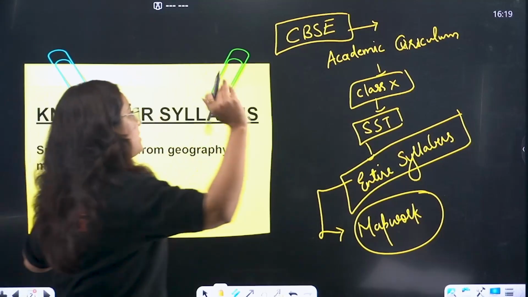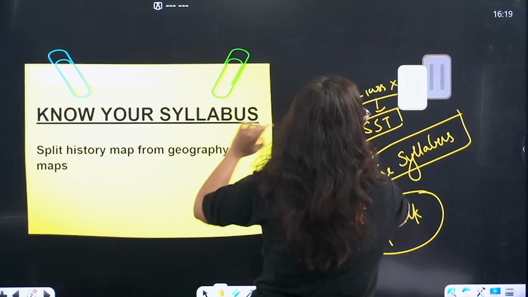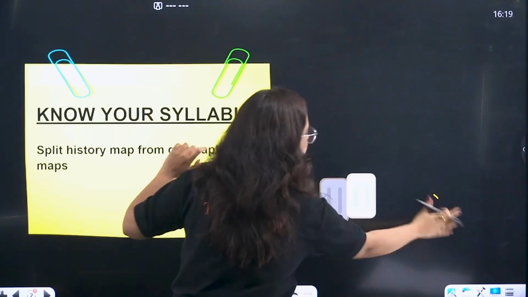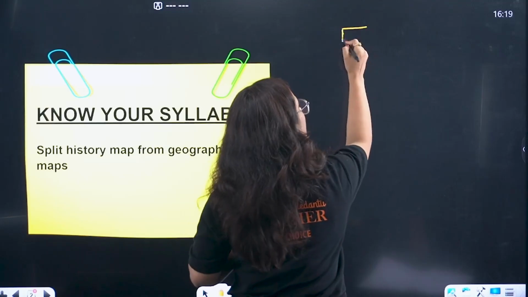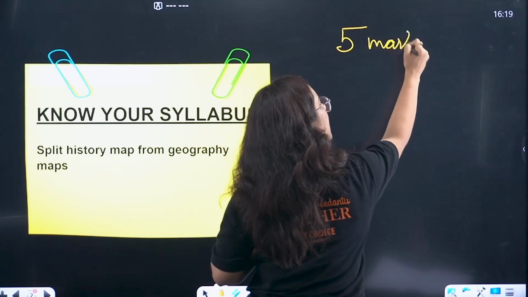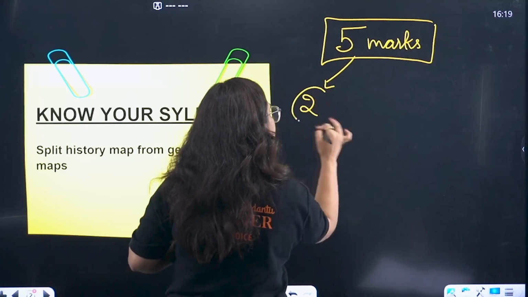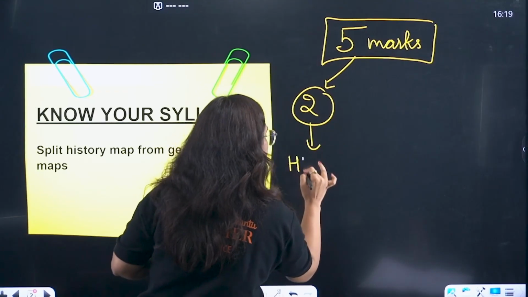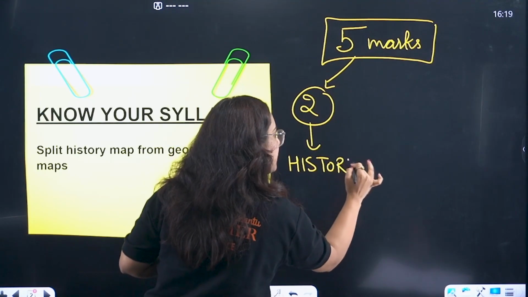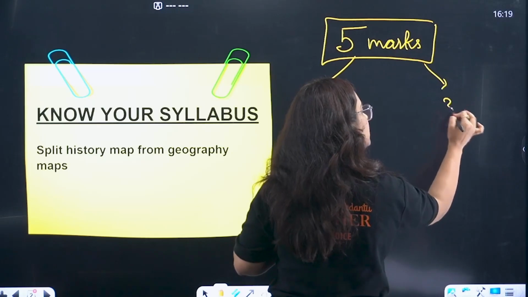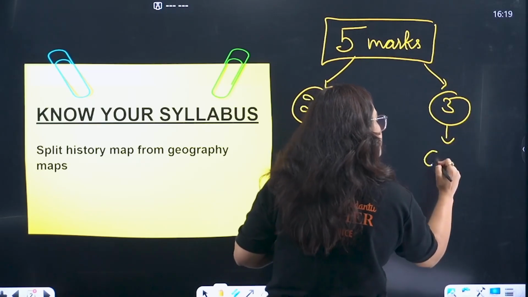Once you are done with this, my dear students, you have to divide it equally. How do you divide it? Your map work is for how many marks? It is for 5 marks. For sure, you will get your 2 marks from history, and the rest 3 marks will be from geography.